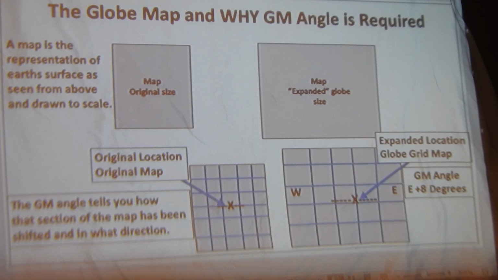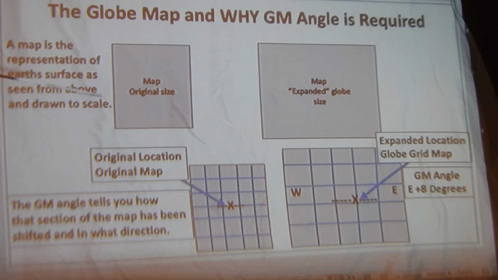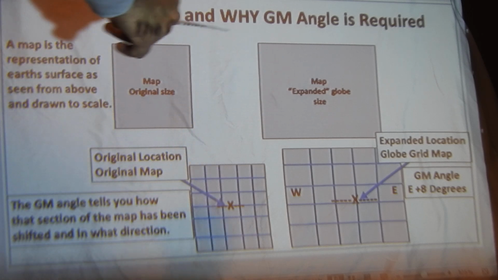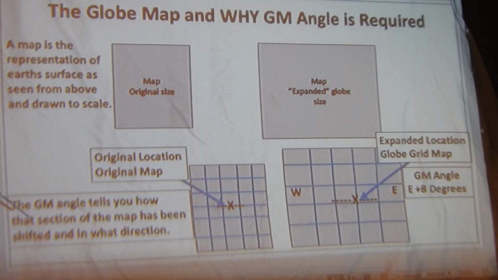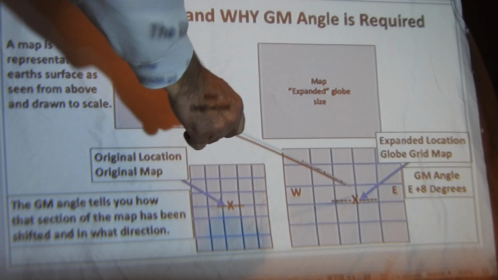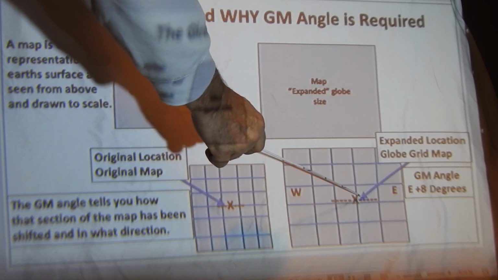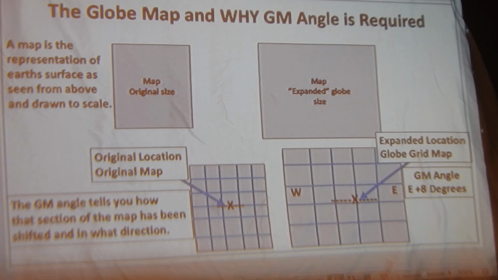The globe map and why GM angle is required. What you're actually looking at, or what you're actually physically on, is a lot smaller than what the globe depicts. In other words, the original map size is smaller than the expanded globe model version, and we're going to need GM angle to account for that. So if you're originally here where this X is shown, on the expanded globe map you actually shift, and that shift is called the GM angle.